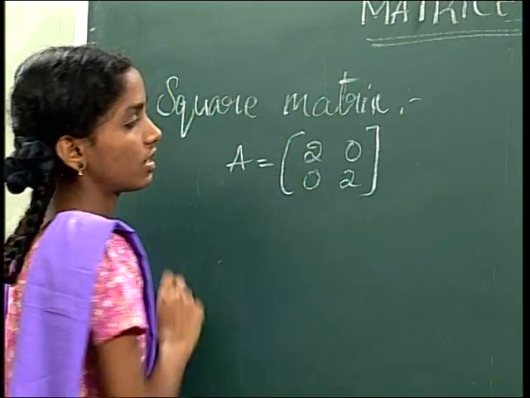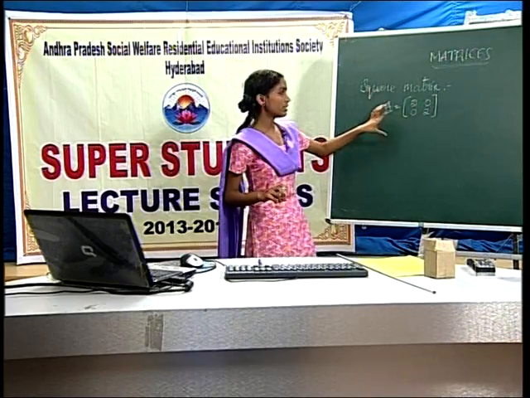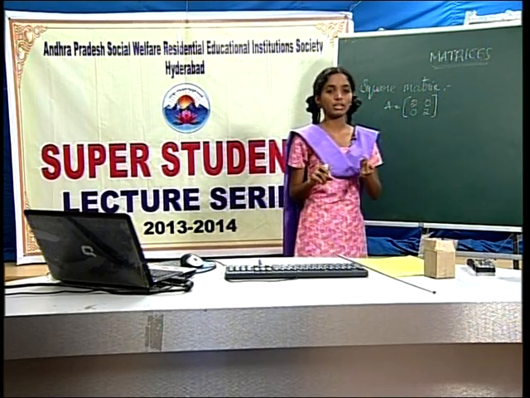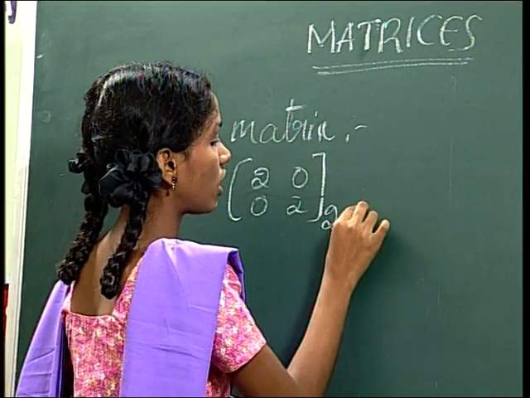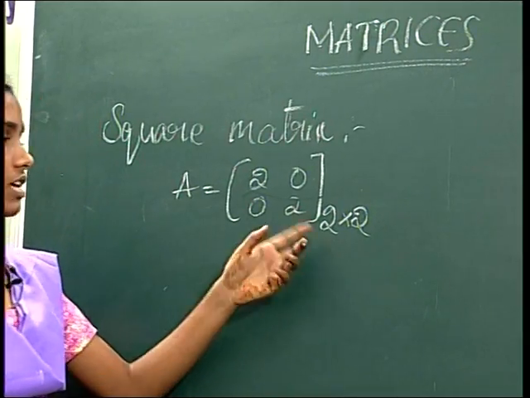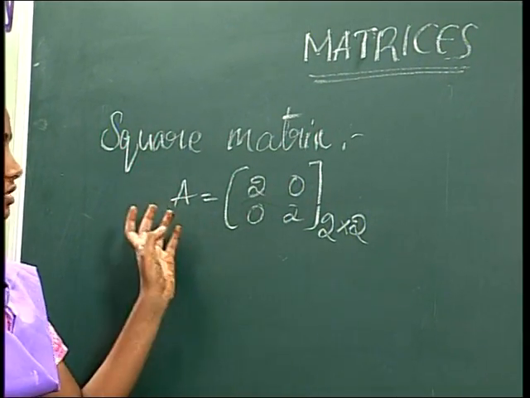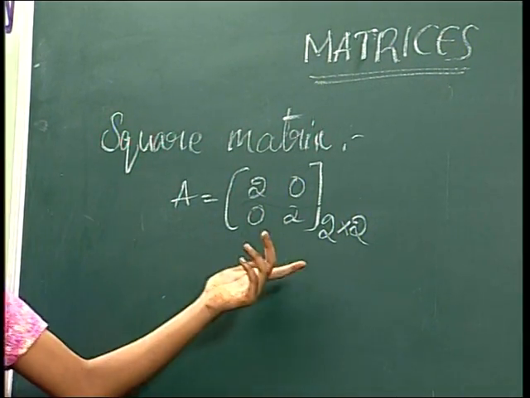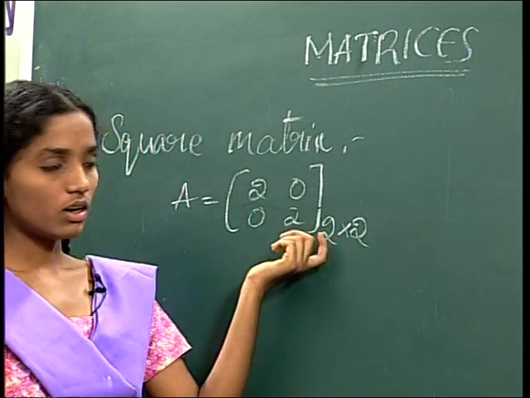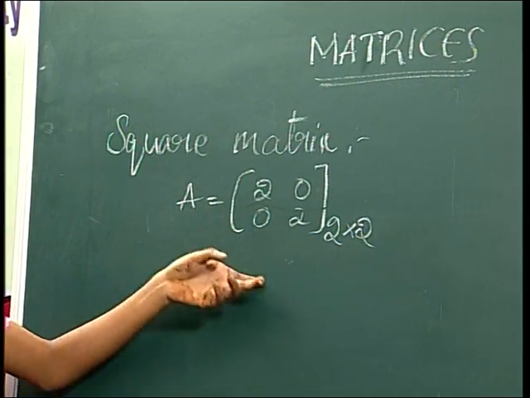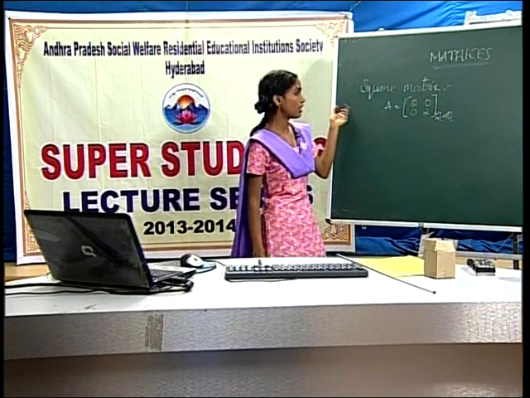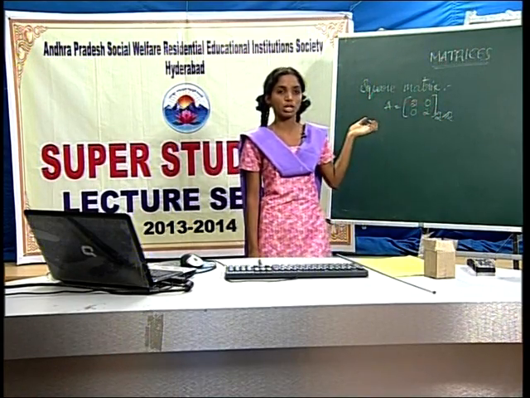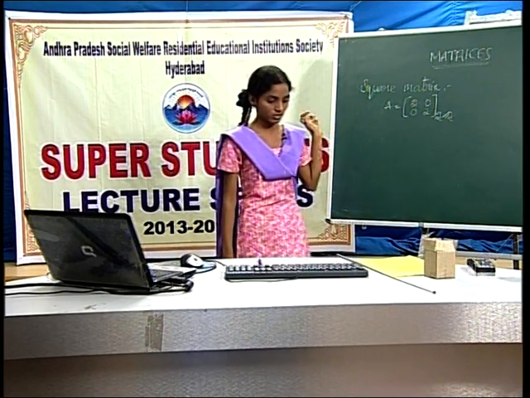Before that, what is the order of a matrix? Here, how many rows? 2 rows. And how many columns? 2 columns. The order of a matrix is rows by columns. Here the order of the matrix is 2 by 2. Here the number of rows is equal to the number of columns, so it is a square matrix.